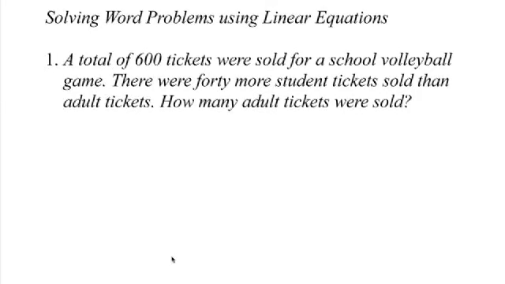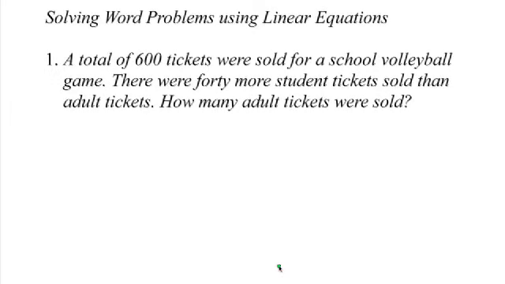In other words, the number of student tickets equals 40 more, that's addition, than the number of adult tickets. The other piece of information we know is that the number of student tickets plus the number of adult tickets equaled a total of 600. All right, so let's use some variables now.